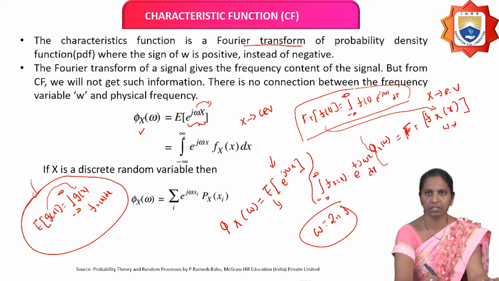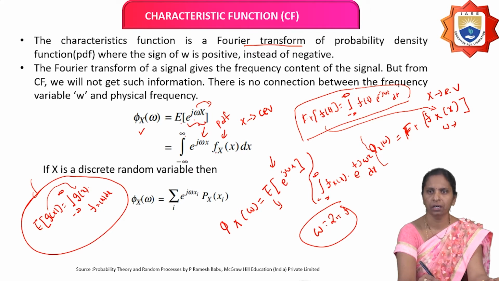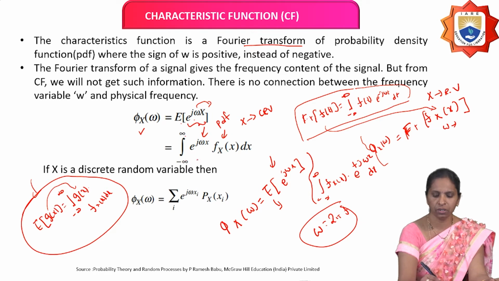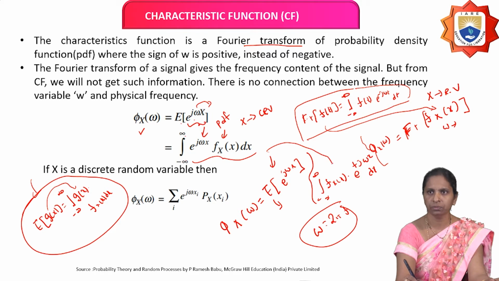Then, what is the expectation of e power j omega x? It is the integration from minus infinity of that function into the probability density function. Of what random variable are you calculating? For the random variable x. Therefore, you write the probability density function of the random variable x, fx of x dx. So, if you observe this formula, it is like the Fourier transform formula only: the integration from minus infinity of fx of x into e power j omega x dx. Therefore, this is the formula of the Fourier transform.